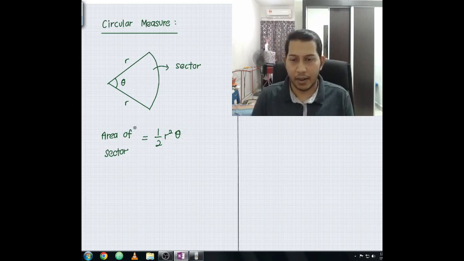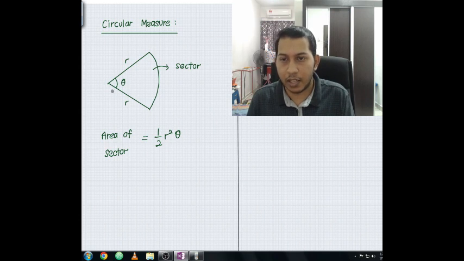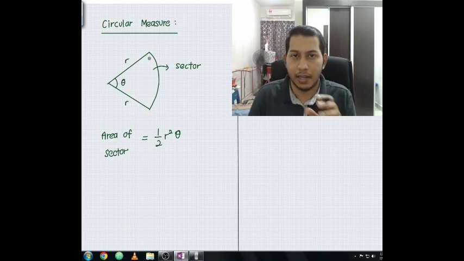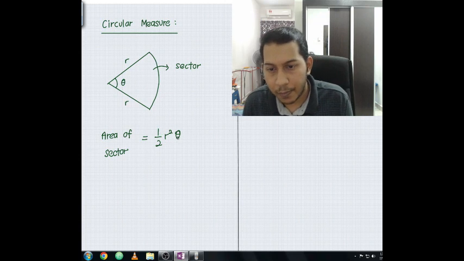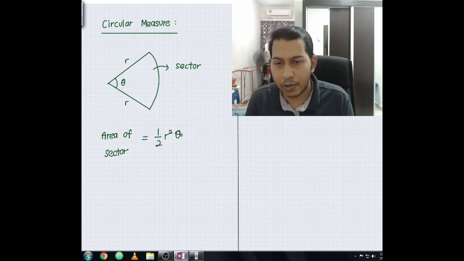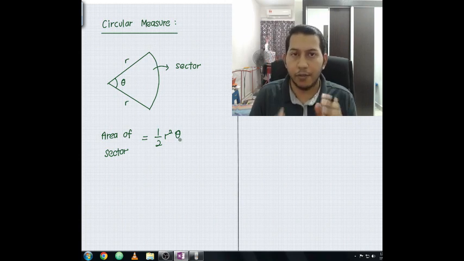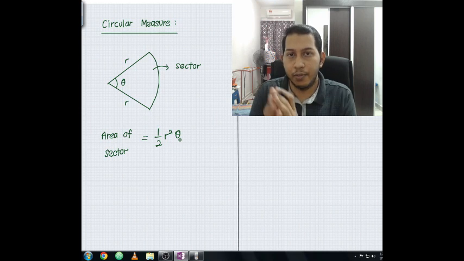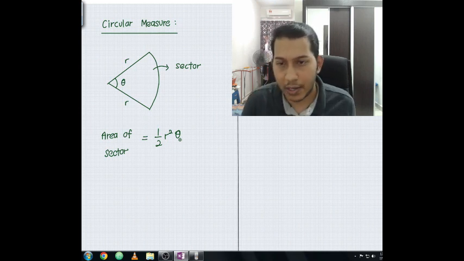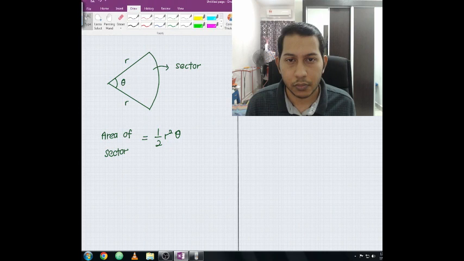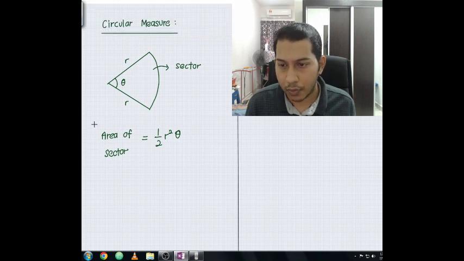Make sure that when you are solving circular measure problems, especially the area of sector of a circle, you must have the angle in radian. Throughout this chapter you mostly handle the angle in radian, guys. That's why it is important for you to learn how to convert from degree to radian. Let me box this formula. So this is the first part.